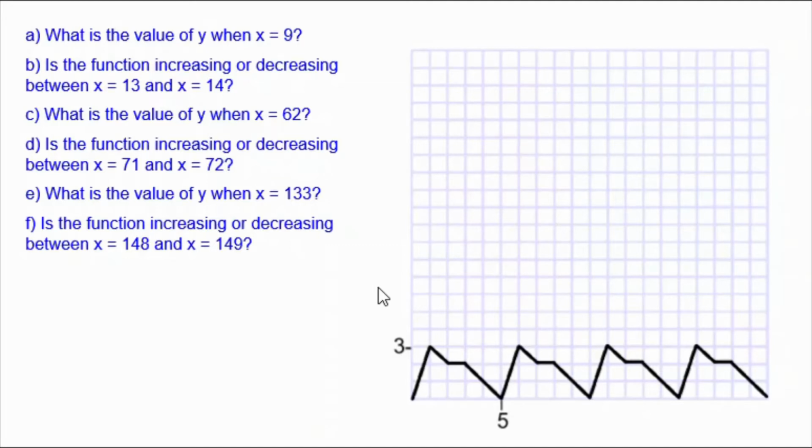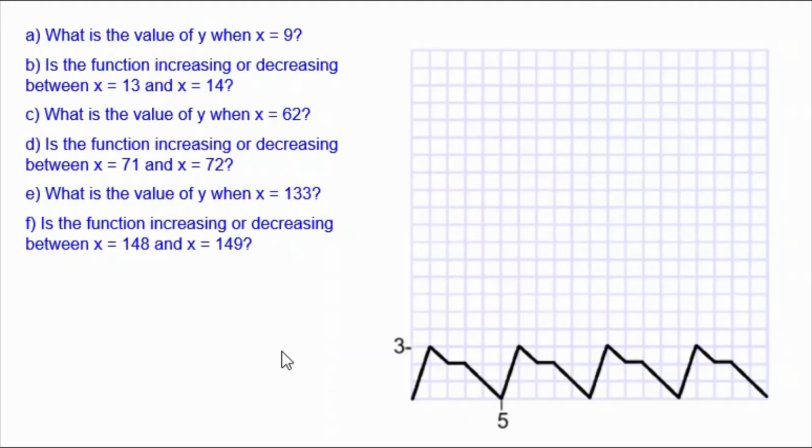The trick to answering questions about a periodic function, though, is that they're not necessarily asking you for x values that are showing on the graph that's sitting in front of you. They may ask you about much larger x values, like in questions C and D, where x is equal to 62 or 71 or 72. That part's not showing on the graph. So how do we answer this question? There is more than one method.